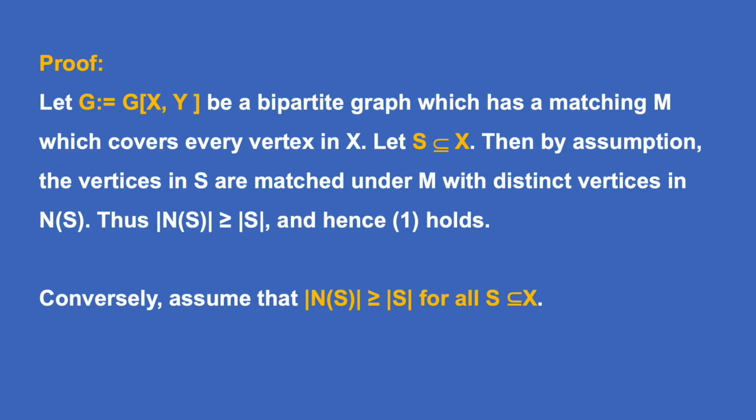Let us see the proof now. Let G equals G of X, Y be a bipartite graph which has a matching M which covers every vertex in X. Let S be a subset of X. Then by assumption, the vertices in S are matched under M with distinct vertices in N of S. Thus, the cardinality of N of S is greater than or equal to the cardinality of S, and hence our result holds. Conversely, assume that the cardinality of N of S is greater than or equal to the cardinality of S for all S subset of X.